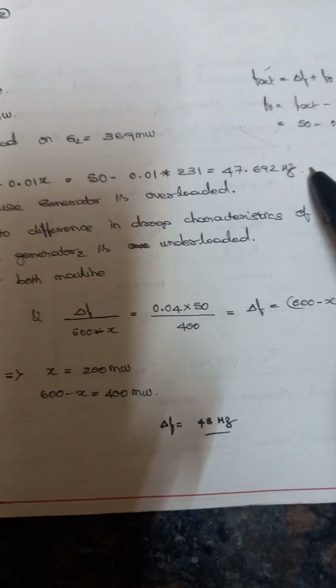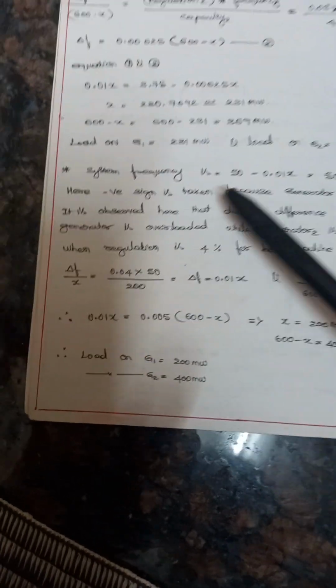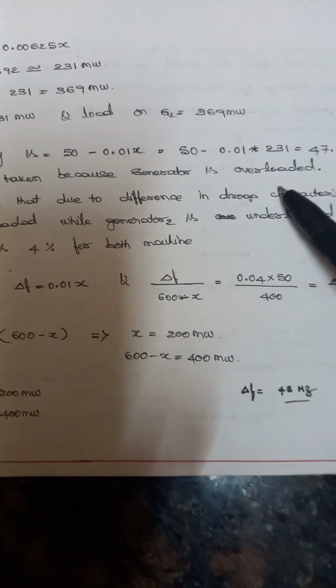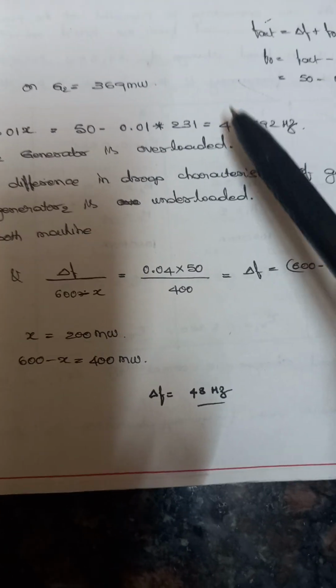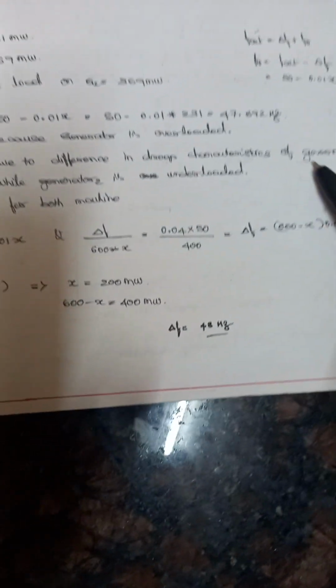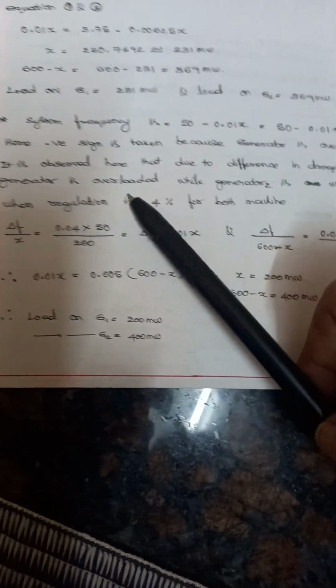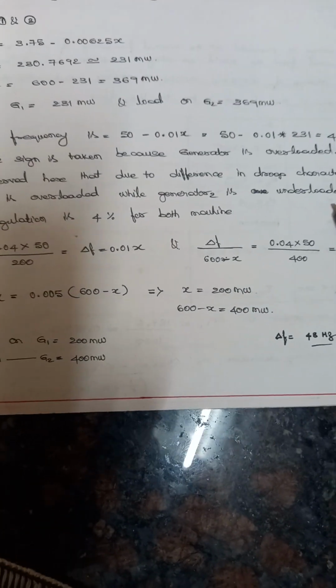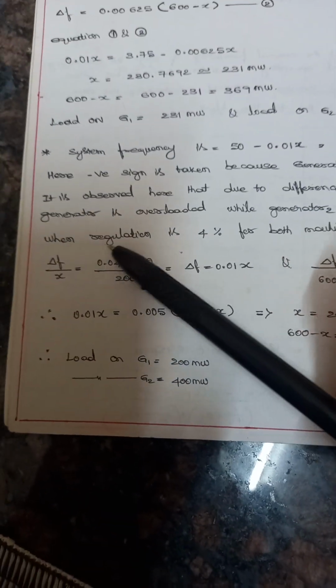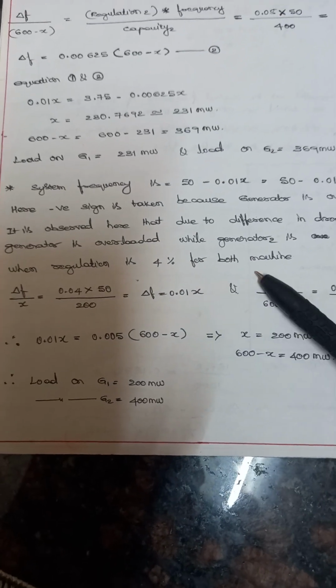So what is the meaning of this? The frequency level you are getting, here we take the negative sign because generator 1 is overloaded. Because of the overloaded condition, the frequency level needs to decrease to 47.692. That is nothing but the droop characteristics. Therefore, due to the difference in droop characteristics, generator 1 is overloaded and generator 2 is underloaded, because its production capacity is 369 megawatt. So underloaded conditions.